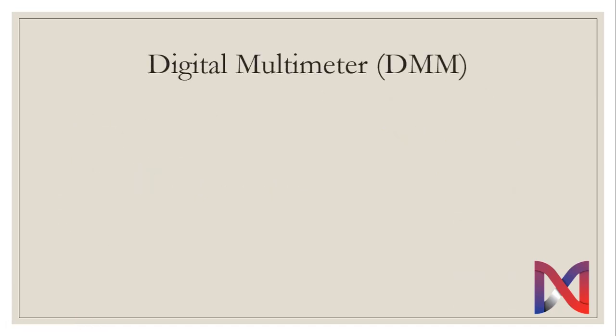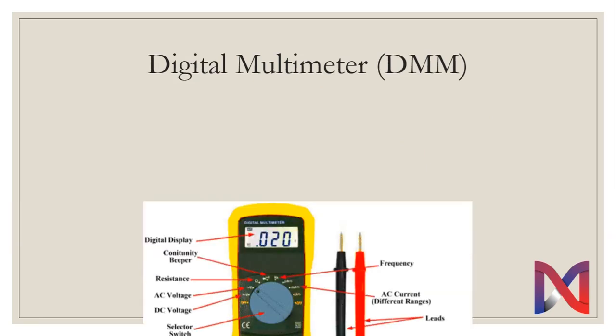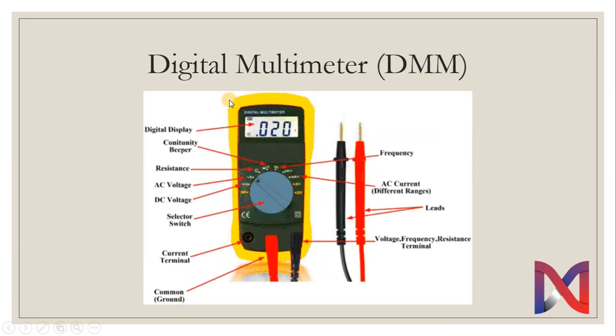Let's move to the DMM, or digital multimeter. This is how a digital meter looks like. It has a digital display on which the reading is displayed. There is a central switch which is rotated in order to take different readings. There are two main leads which are used for connecting the circuit elements with that of DMM.